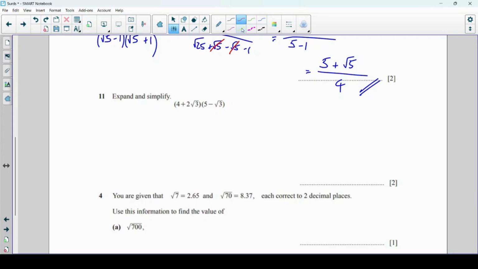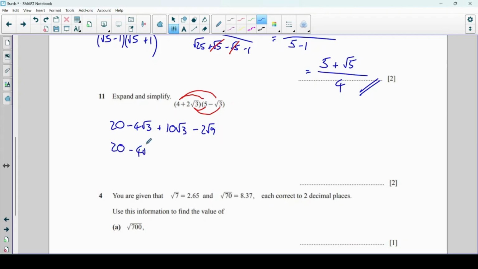This is another one where we need to just expand. So once again, we're going to do firsts, outsides, insides, lasts. So first we'll do 4 times 5, that's 20. Then the outsides, that's 4 times negative root 3, so that's minus 4 root 3. Then the insides, 2 root 3 times 5, well that's plus 10 root 3. We can multiply the 2 with the 5, but not with the square root. And then positive times a negative is negative, and 2 root 3 times root 3 is 2 root 9. We'll simplify that in a moment. In fact, we'll simplify it right away here.